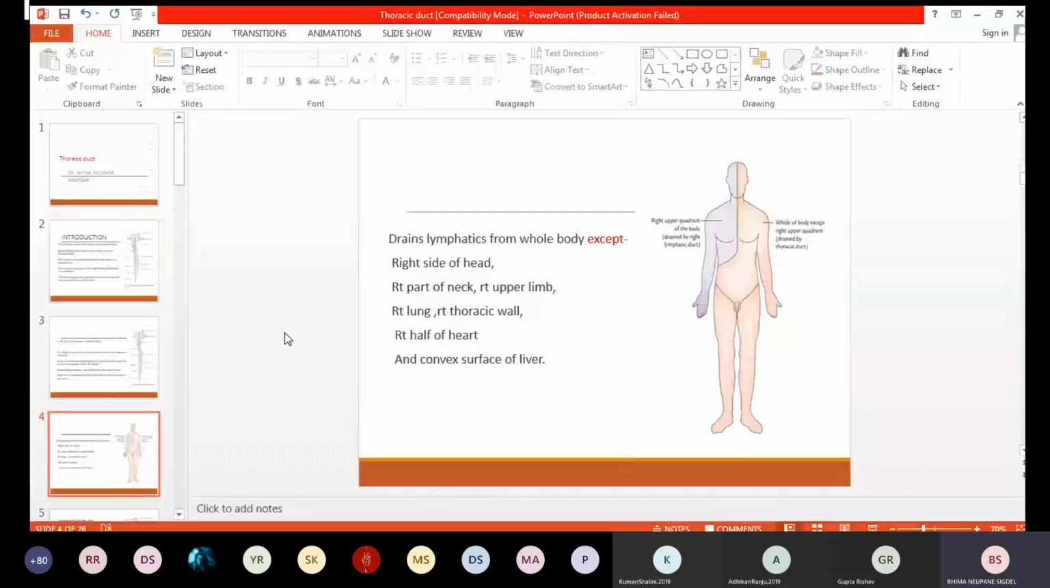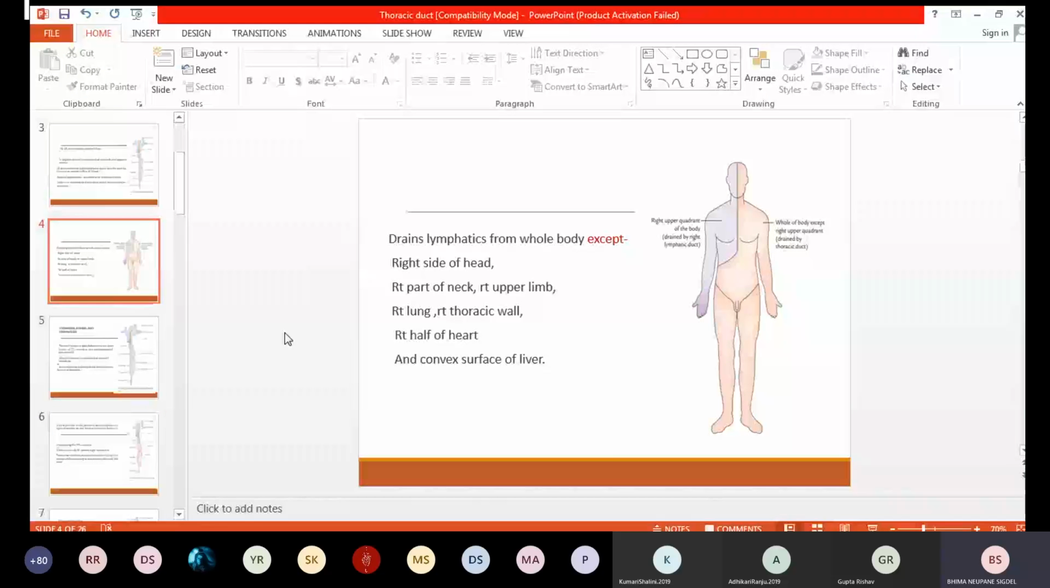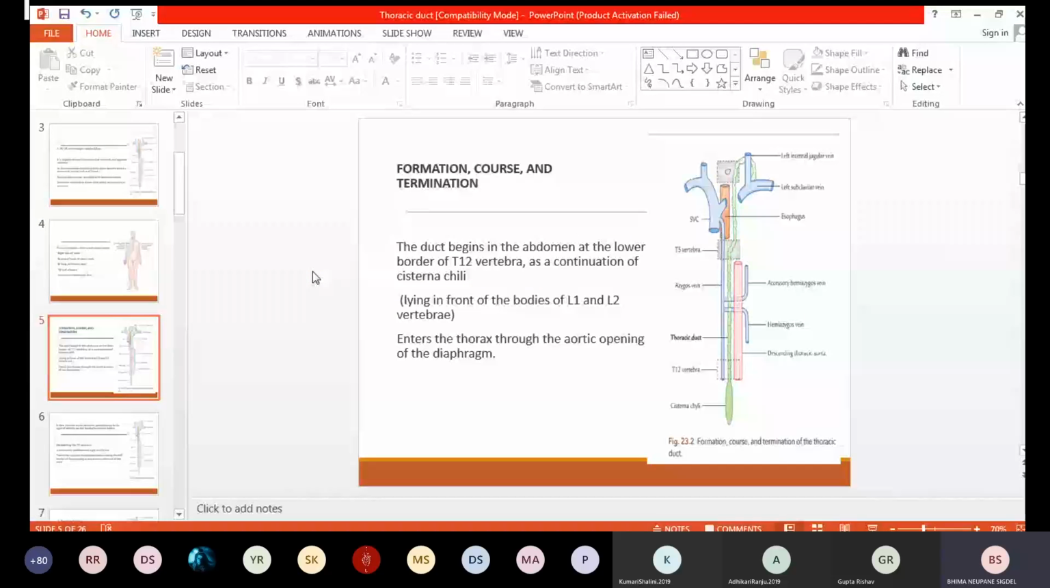Okay, you have to remember this for MCQ: the small part, either the convex surface of the liver only, we can ask, right? The right half of the heart, right lung, and the right thoracic wall, or the right part of the neck, right upper limb, and the right head. Okay, so the remaining part will be drained by the thoracic duct. And now for the exam, the most important question is you have to remember the formation, how the thoracic duct is formed, and the termination, how it terminates into the venous channel. Okay, so the mainly important question from the thoracic duct is this much.